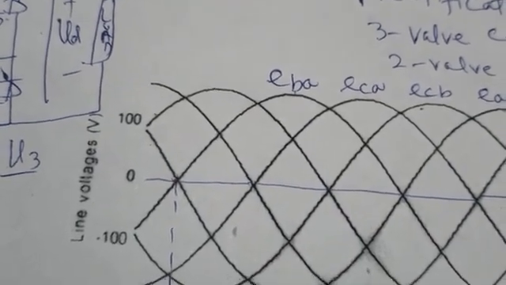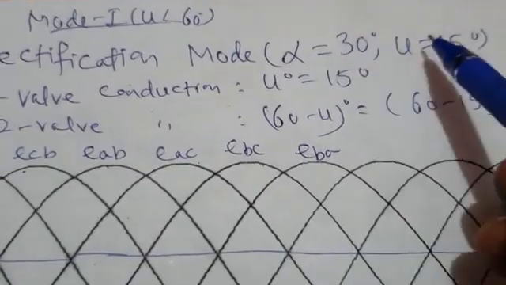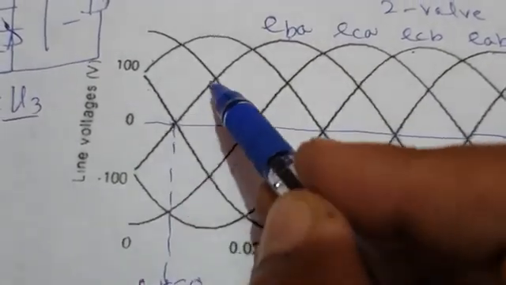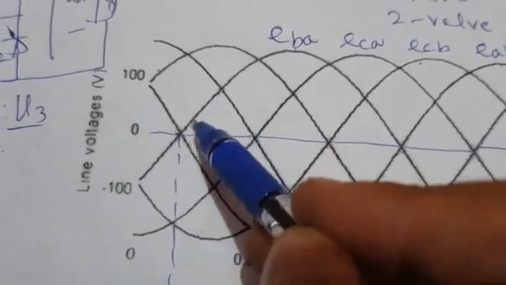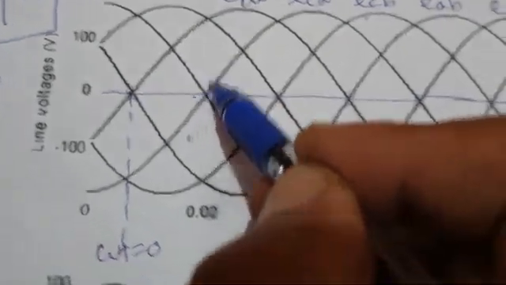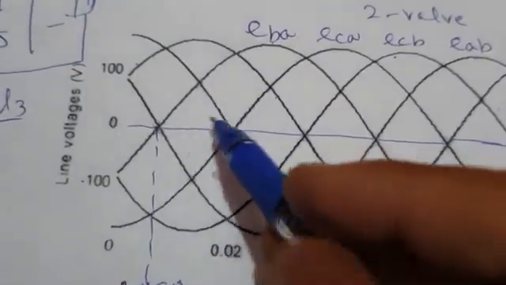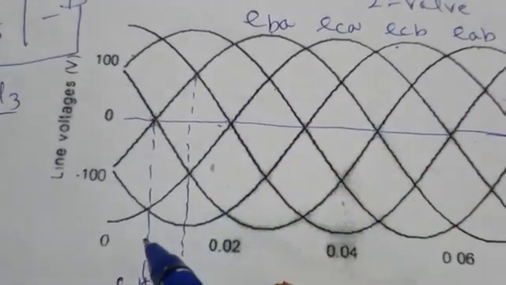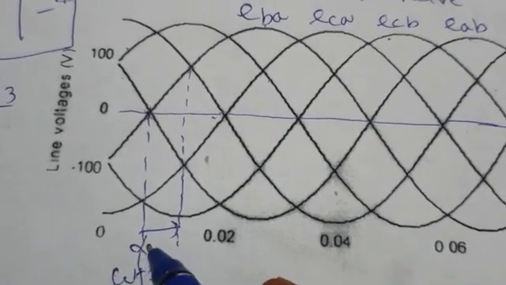Then, what is your alpha? You can see alpha is 30 degrees. So where is 30 degrees? Here is the 30 degrees. From here to here is 30 degrees. Each crossover is 30 degrees. This is 30 degrees. This is 30 degrees. So here you show alpha equal to 30 degrees.